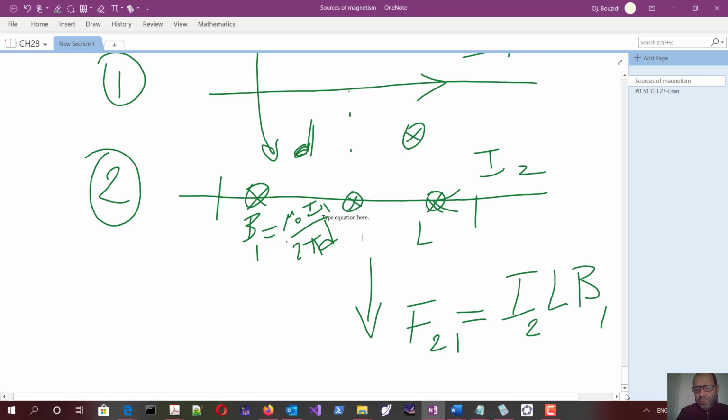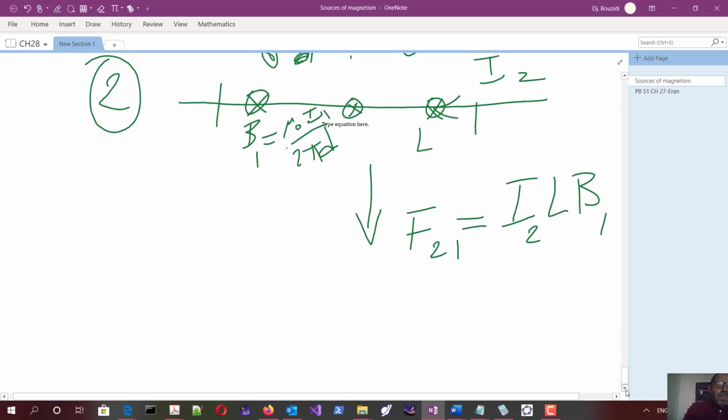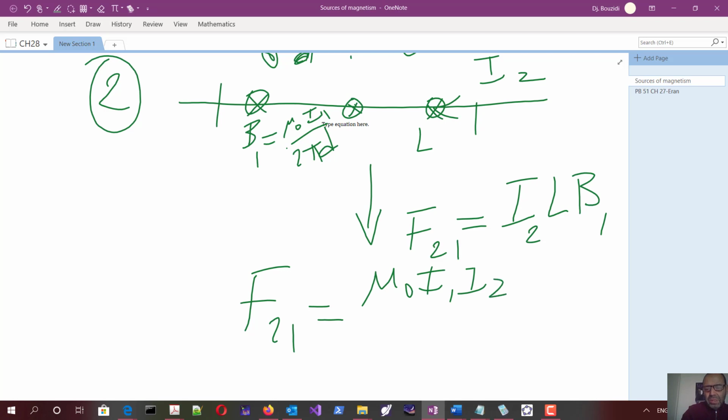So this force, when I substitute the value of the magnetic field, is equal to mu naught times I1 times I2 divided by 2 pi times the distance between the two wires, times the length of the wire. I took a finite length, although for B1 I actually used the formula for the infinite wire, meaning that the distance d is much, much smaller than the length of this wire. That's basically what that means.